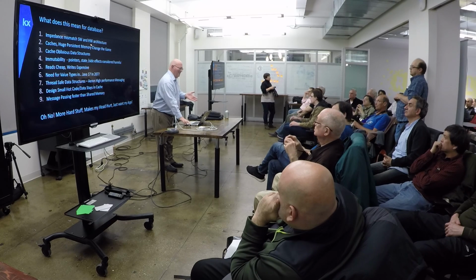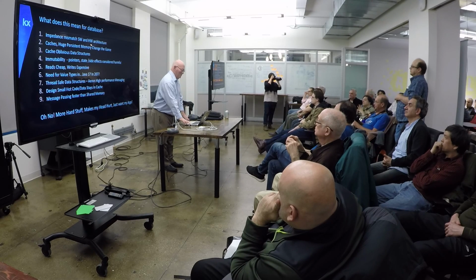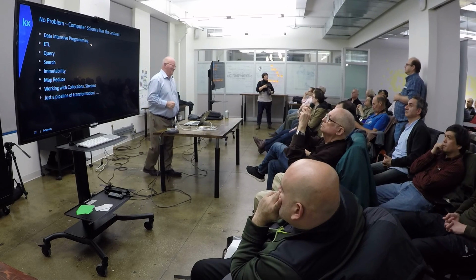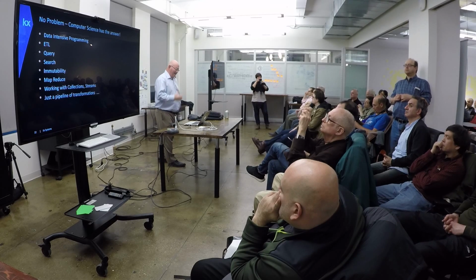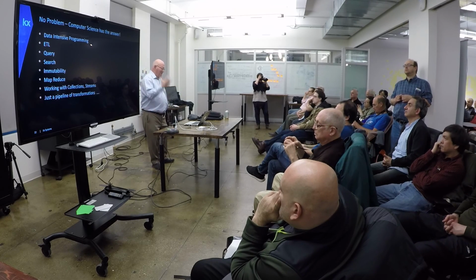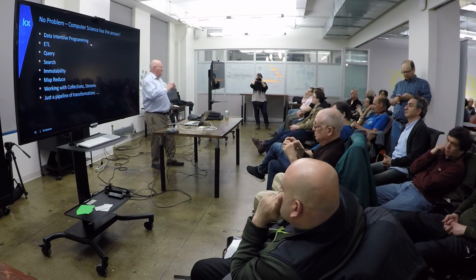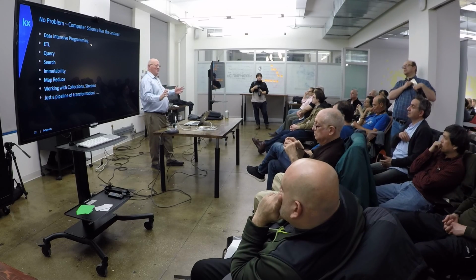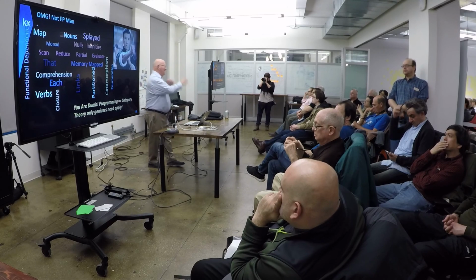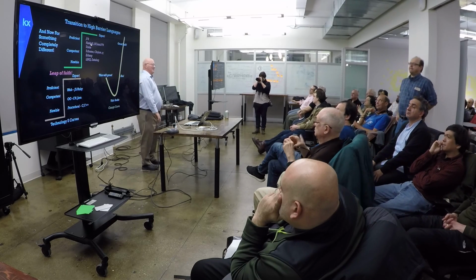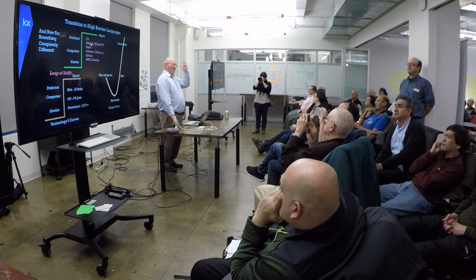But all this sounds pretty hard, right? The only guys who can do this are Martin Thompson and Todd Montgomery, and you probably know 20 in New York. So there's no problem. Computer science has an answer for this, right? Because the smart people in computer science have figured out that data-intensive programming, ETL, query, search, immutability, MapReduce, working with collections and streams are just a pipeline of transformations. So, welcome to FDMAP. You all need to learn functional programming. So, get your Scala hat on, your Clojure hat on.